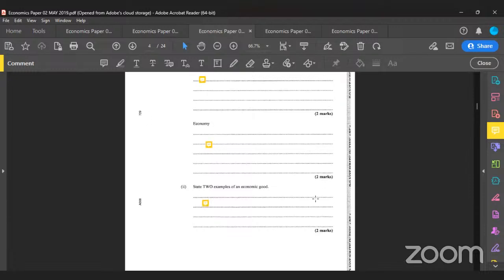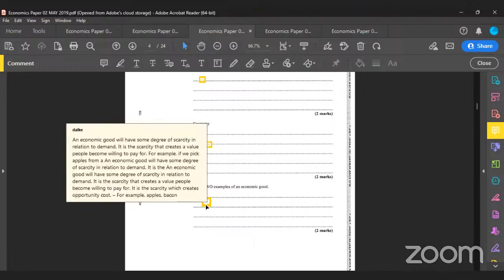So the question asks us to state two examples of an economic good, which is really just a normal good. However, I have a definition for economic good here. An economic good will have some degree of scarcity in relation to demand, which we understand because it's finite in nature, right? And the scarcity is what creates its value. So for example, an economic good is like apples, which is more common, but if you had something like diamonds, that would also be an economic good as well.